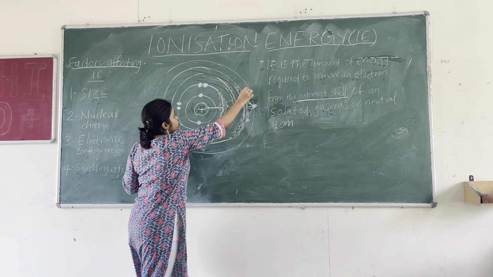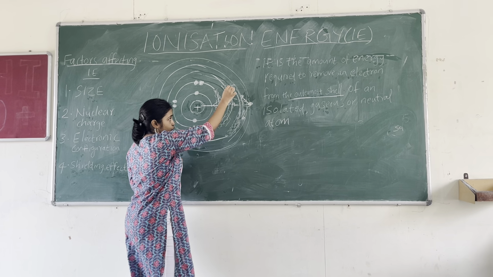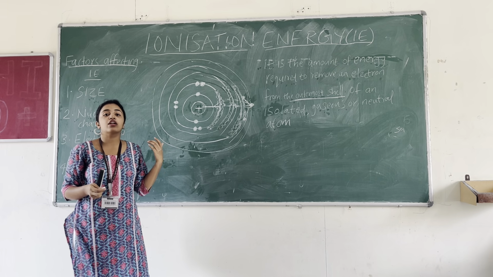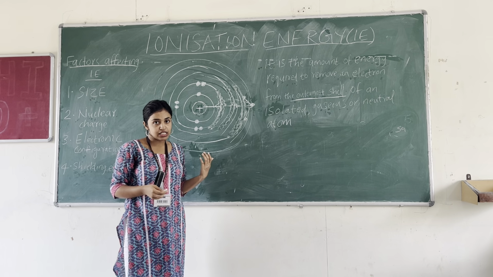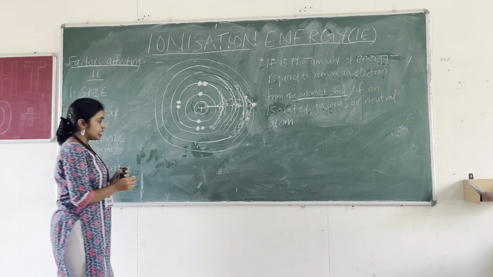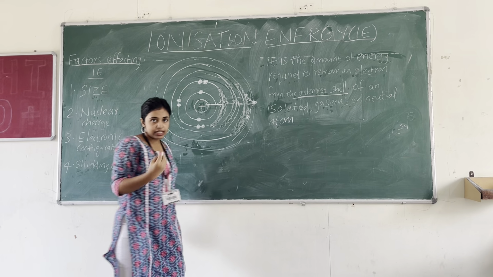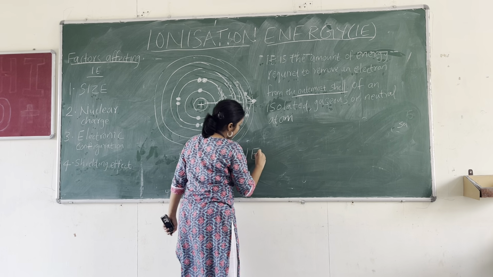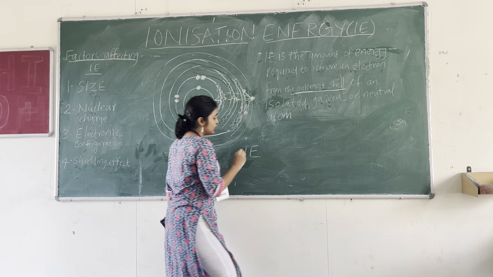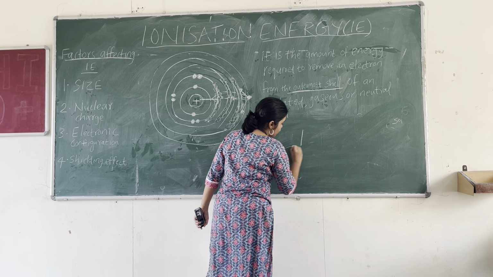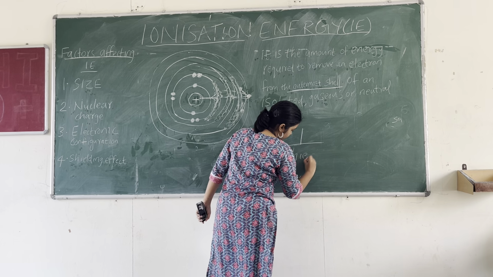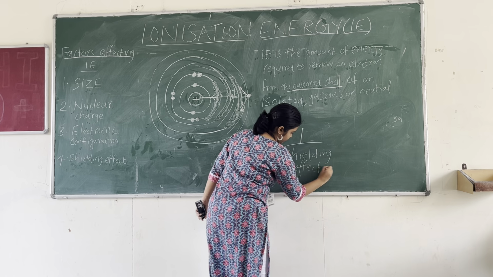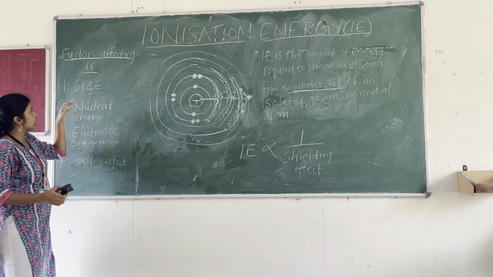So as the number of shells before this particular valence electron and as the number of electrons before this valence electron increases, screening effect or shielding effect increases. That means ionization energy decreases. So these are the factors that are affecting the ionization energy.